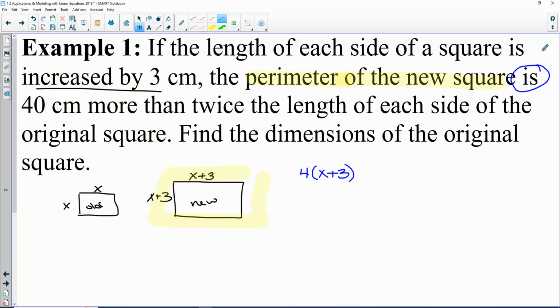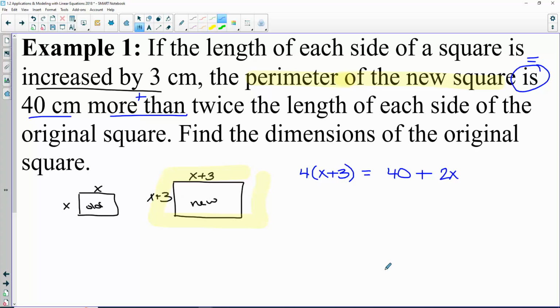Is, that's a magical word. What does is always mean? Equals. 40 centimeters more than, what's more than telling me? Addition. So we have 40 plus twice, what does twice mean? 2 times the length of each side of the original square. 2x. The original square had a side length of x, so 2 times that would be 2x.